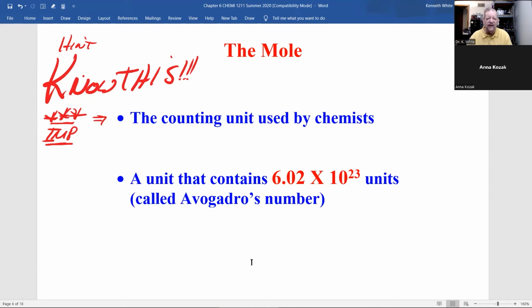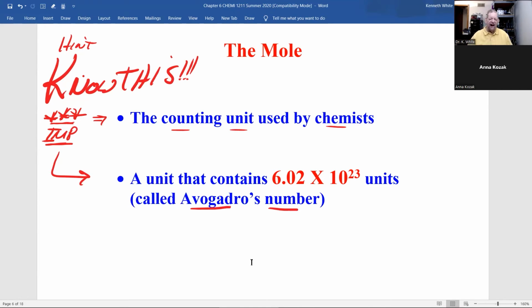But anyways, a dozen is their counting unit. And the mole is a chemist counting unit, and you should know this. Again, it's the chemist counting unit. Now, one definition of a mole is a mole contains 6.02 times 10 to the 23rd units. And this you should know also. 1 mole is 6.02 times 10 to the 23rd. This is called Avogadro's number, and you should know that.